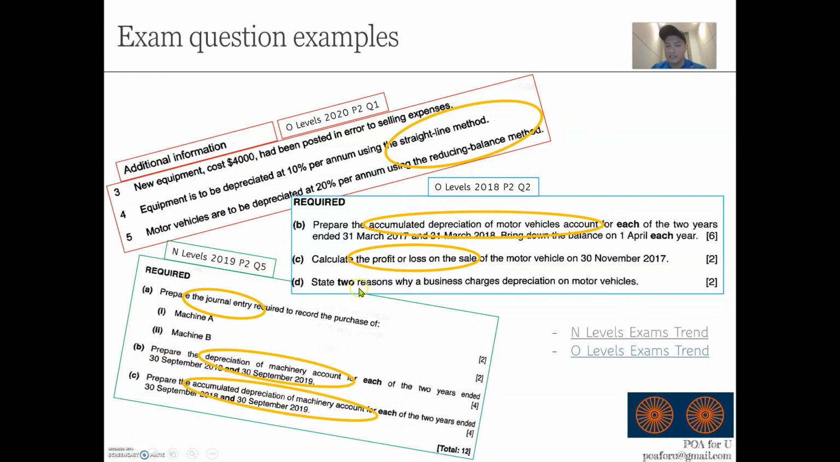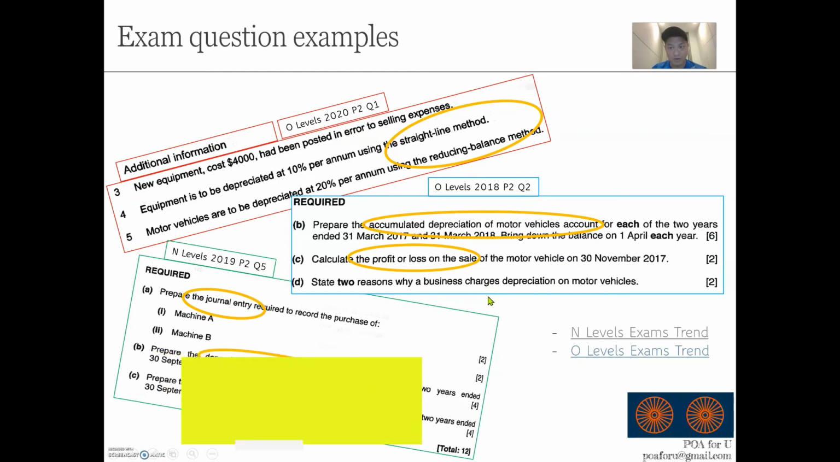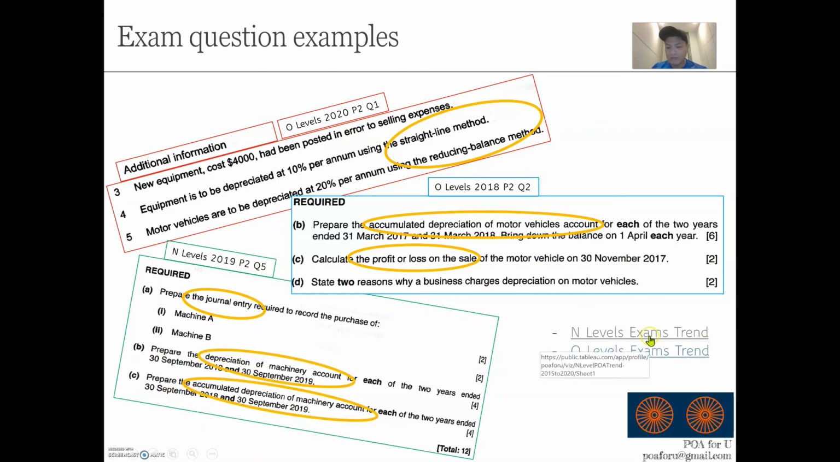Okay, here there are some theories that tell you reasons why depreciation is charged, etc. I've talked to you about that in the beginning of the slides. Go look at it if you still can't figure it out. But matching principle is one of them as well. Just a hint. Okay, I've put two links here to show you the exam trends from O levels and N levels and how often this topic is tested. So let's take a look at that.